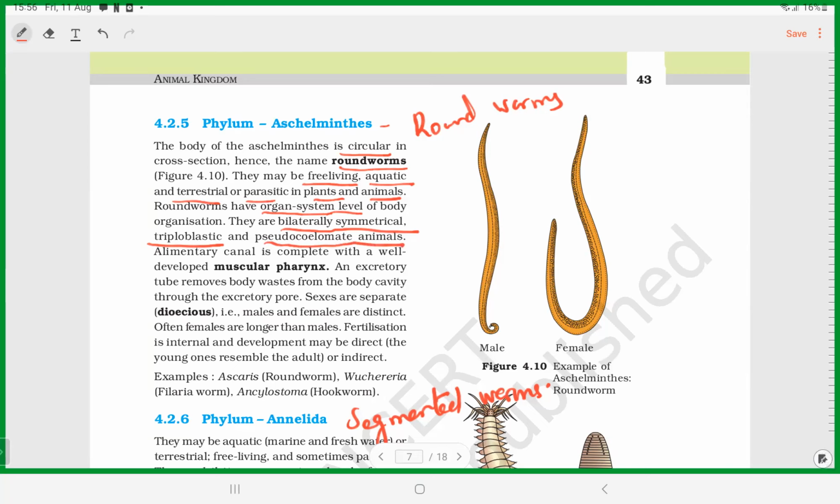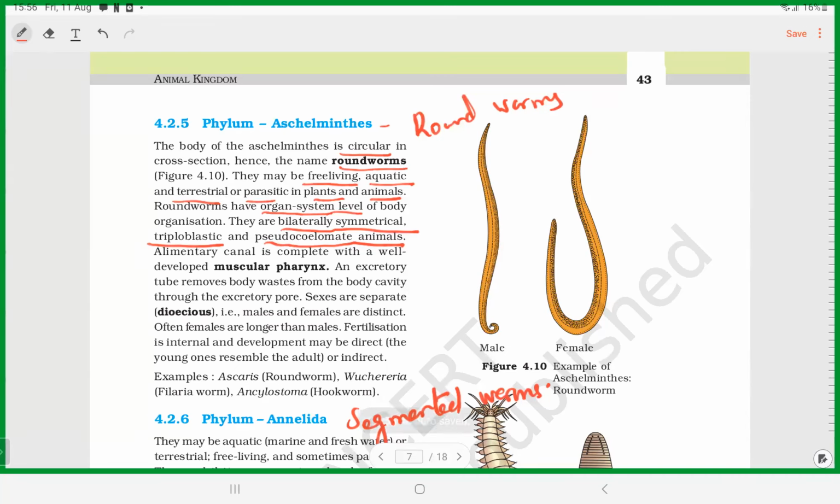So what you should say? They are circular in structure, that's why they are called roundworms. And then they are free living, aquatic, of course terrestrial forms. Sometimes there can be a parasite also, plant parasitic or animal parasites. They use plant cells or animal cells as the host. Okay, fine, that's the important thing. And then they show organ system level of organization, bilateral symmetry, triploblastic, and pseudocoelomate animals. So these are all the key terms you should know about the roundworms.